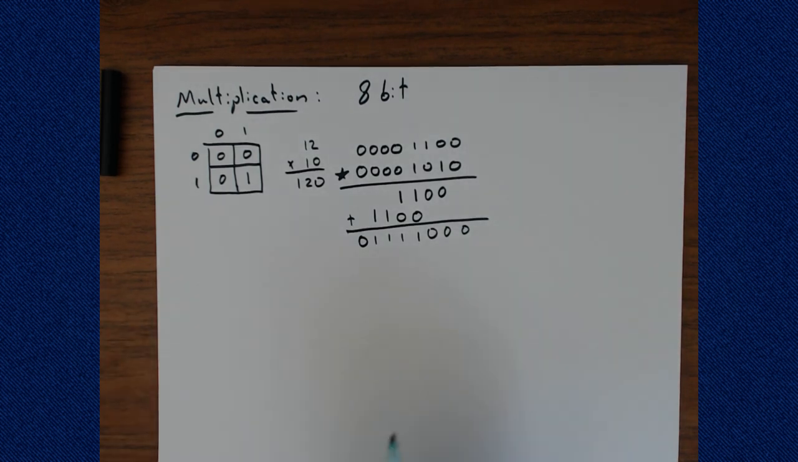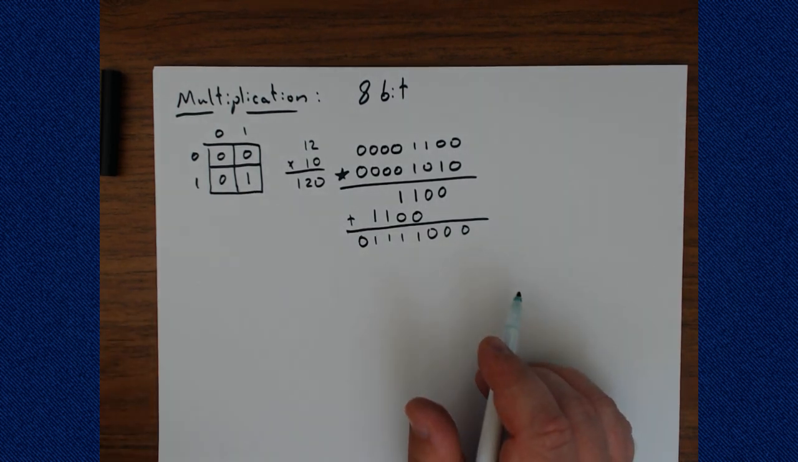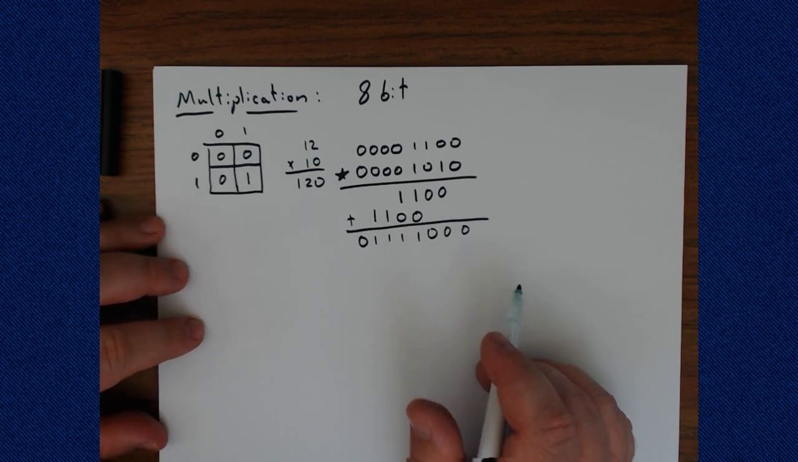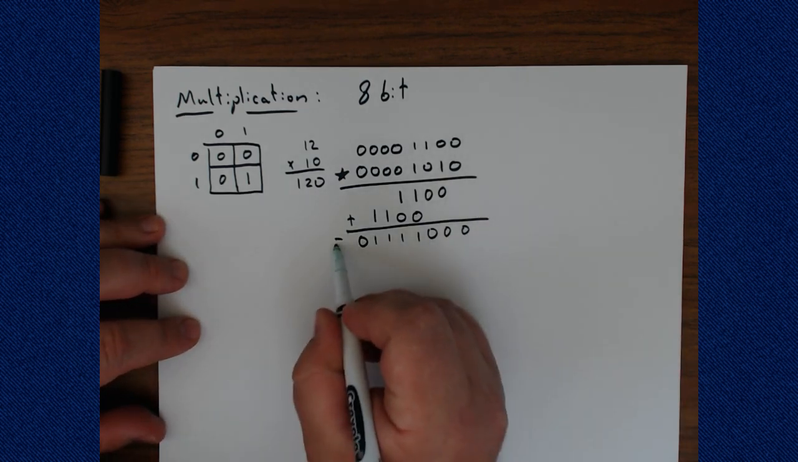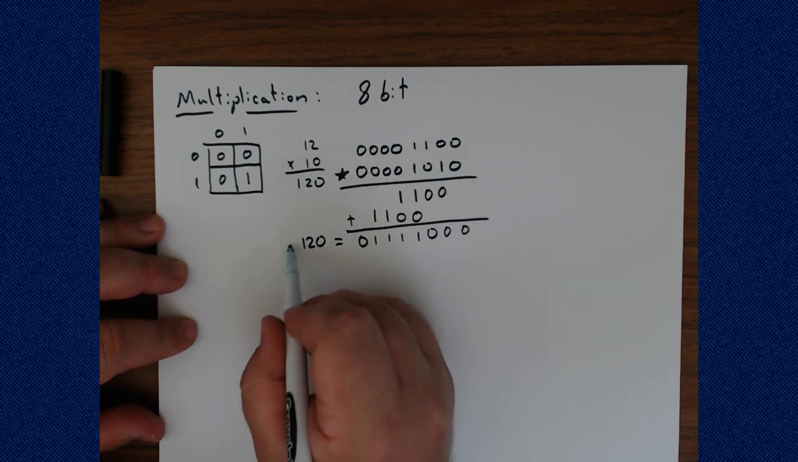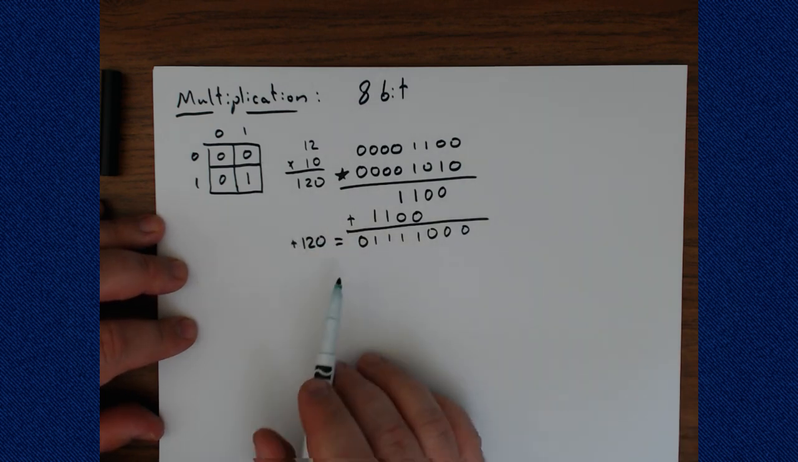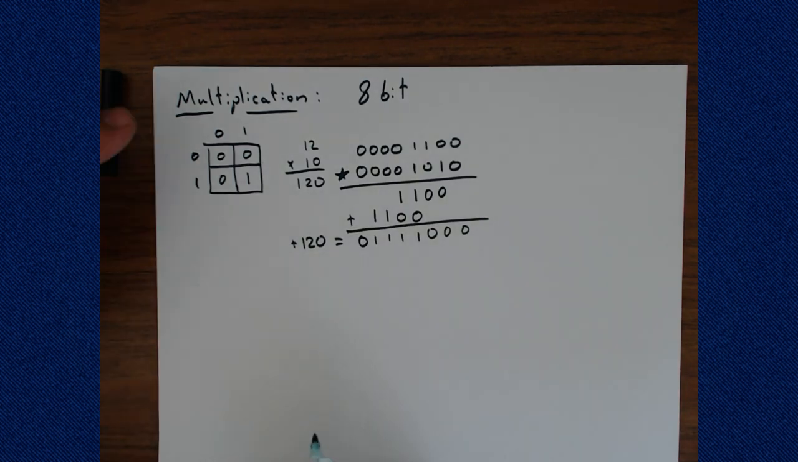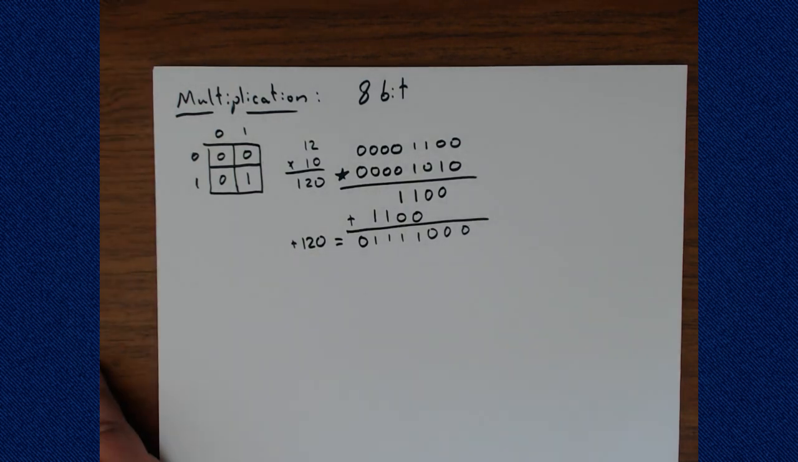And then if we were to check that out, we would find out that this is the bit pattern for 120. And it's positive because the sign bit is a 0. And if it's unsigned, then it's just, well, 120 anyway. And so we've got it worked out pretty well.